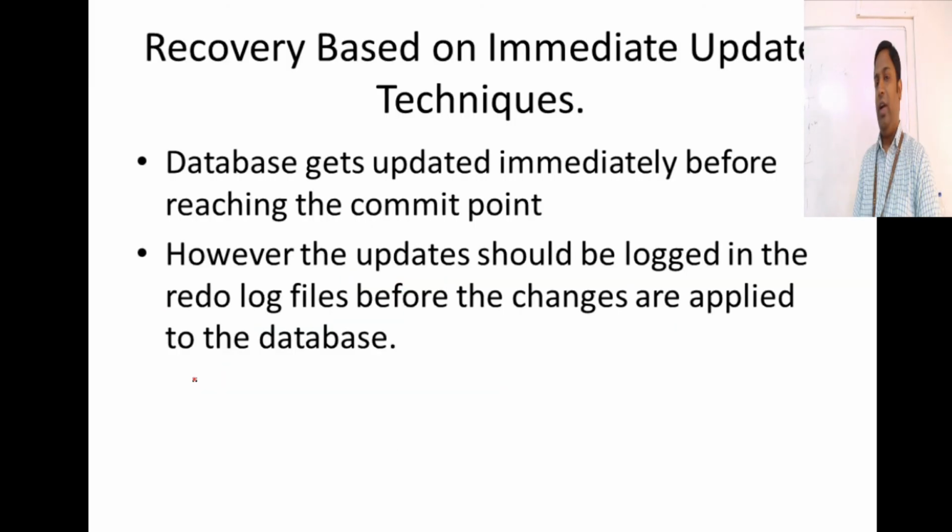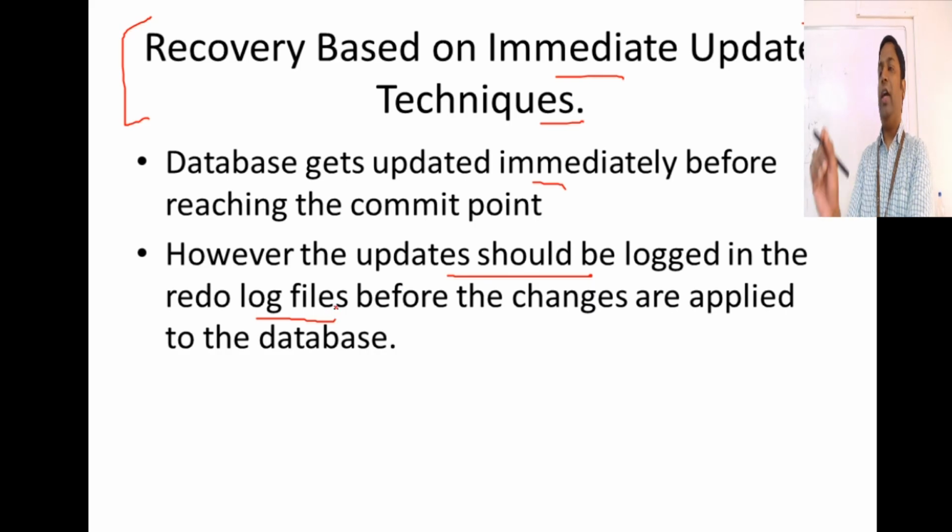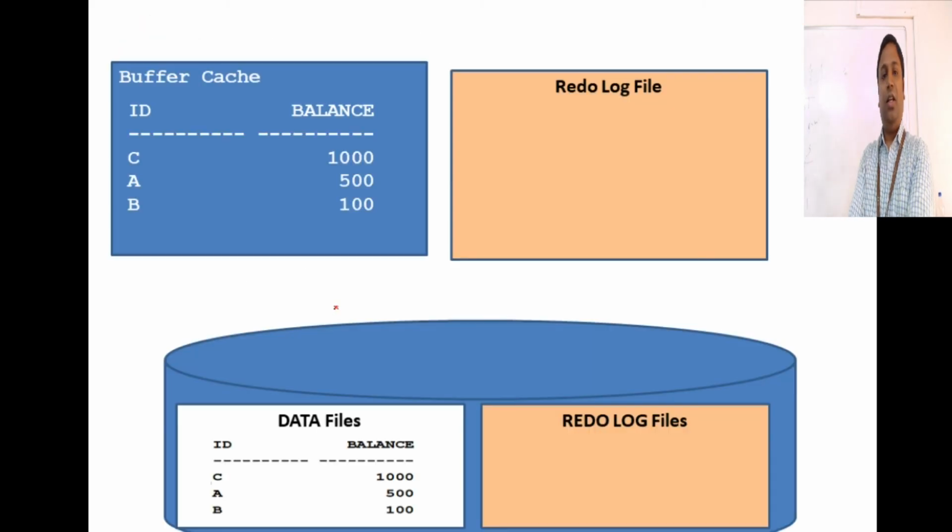We'll take a look at one more technique, recovery based on immediate update. This is another technique used in database management systems. What immediate update means is, I will not wait till commit. Whatever changes I make to the buffer cache, I immediately move to my database. That is immediate update. Whatever it is, the update should be logged in the redo log file. Whether it is immediate update or deferred update, I will log it in the redo log file before making changes. So we'll take a look at how this works. We'll take the same scenario again: we have this in the buffer cache and the redo log file is empty.